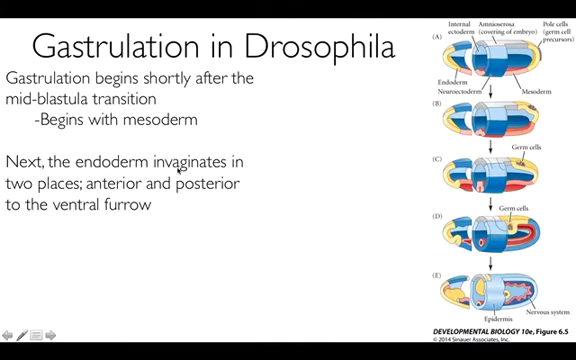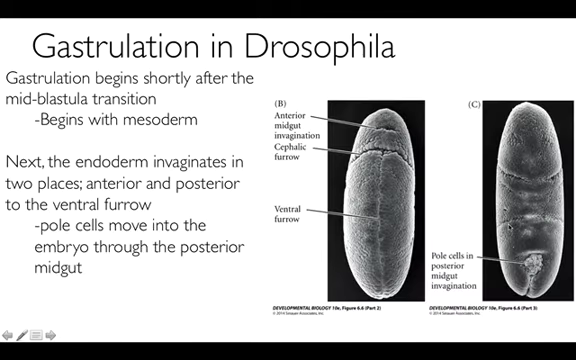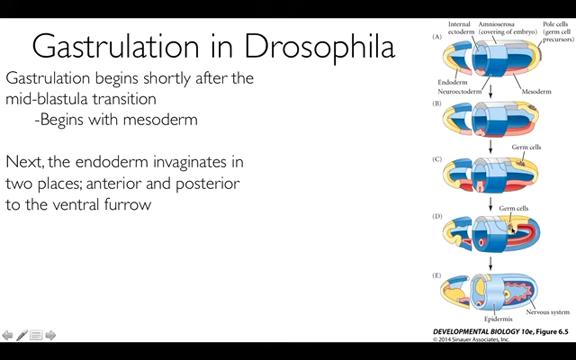Next, the endoderm invaginates. So this is a type of cell movement called invagination. The endoderm invaginates in two places in the embryo, an anterior and posterior region, and these are anterior and posterior to the ventral furrow. So here's where the ventral furrow will be forming in the mesoderm. This is one region where the endoderm is invaginating, and this is another, this part right here. And you'll see that this has pole cells. Those pole cells have now turned into germ cells. And the germ cells are hitching a ride on the endoderm as it moves inside the embryo.